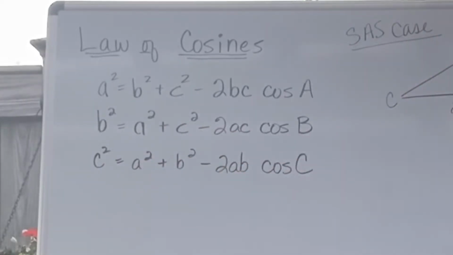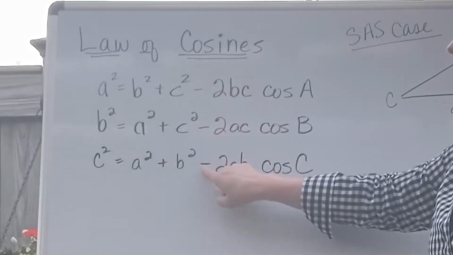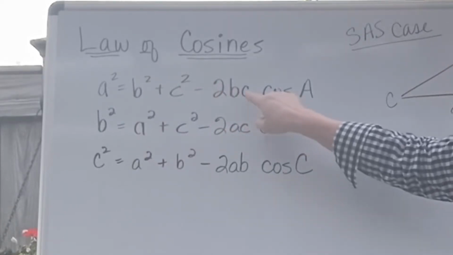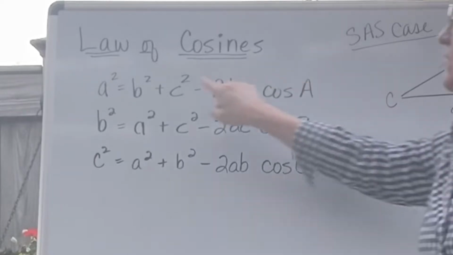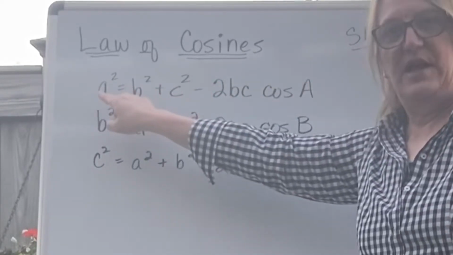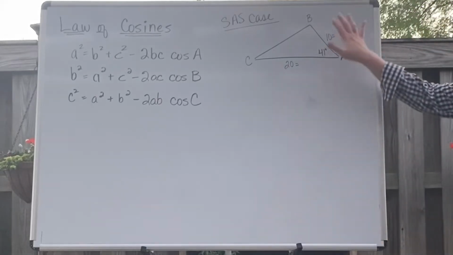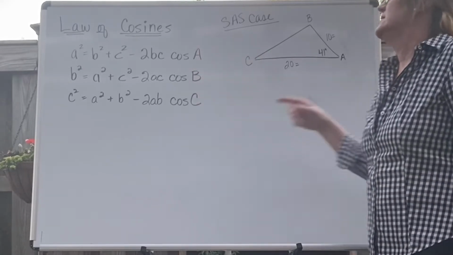Here's what you have to memorize: after that you subtract, and then with the two letters you use to square, it's 2 times each one of those side lengths. And then it's the cosine of the angle whose side you don't have. I'm going to try to work it out so that you figure out how to work the formula without actually having to memorize all three of these.